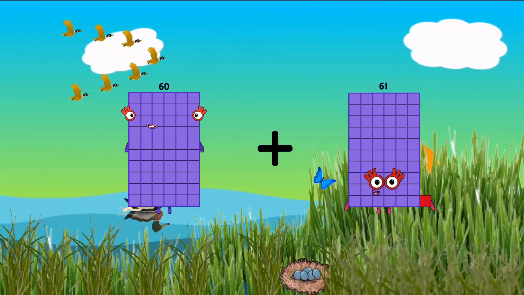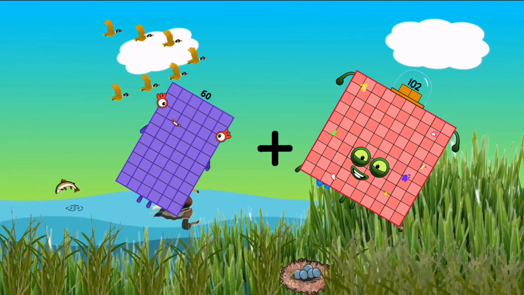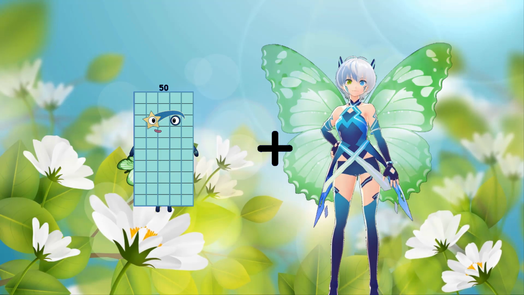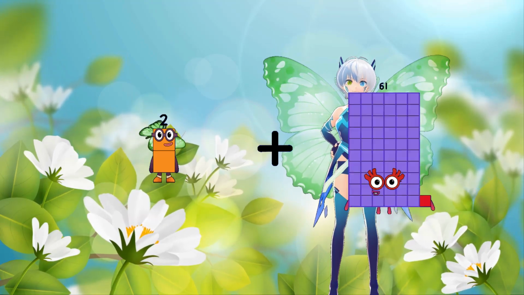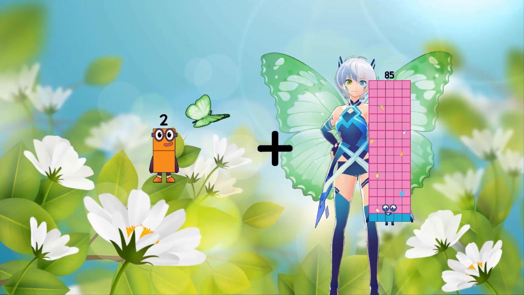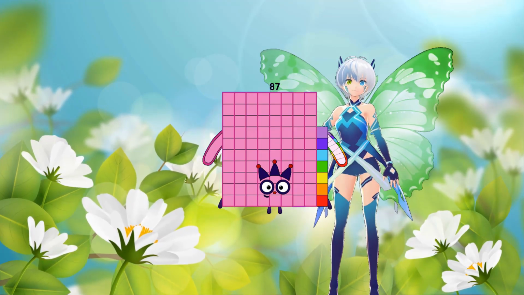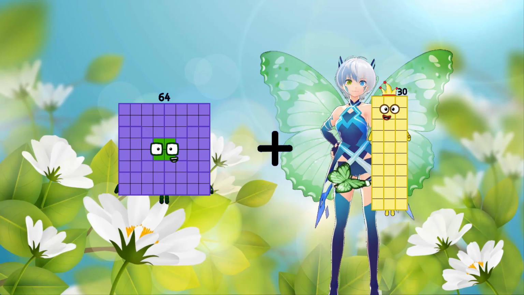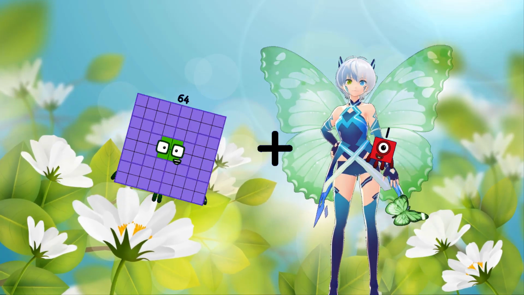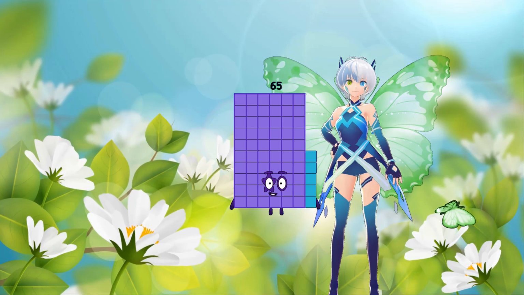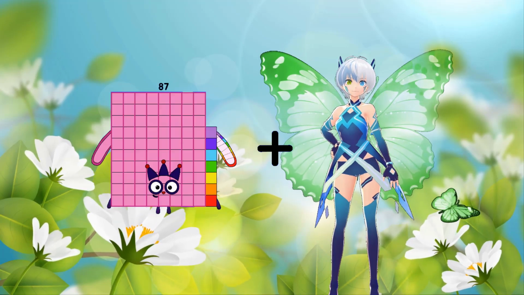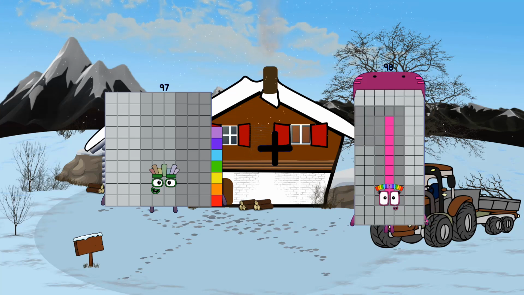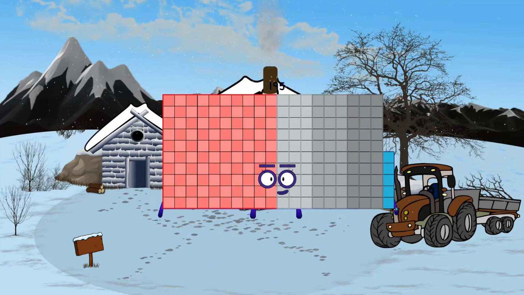60 plus 102 equals 162. 2 plus 85 equals 87. 64 plus 1 equals 65. 97 plus 98 equals 195.